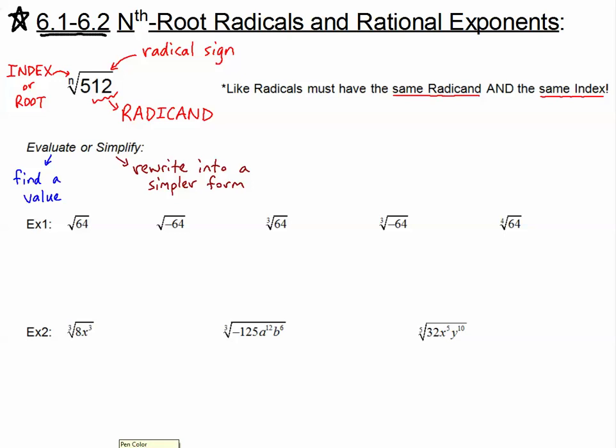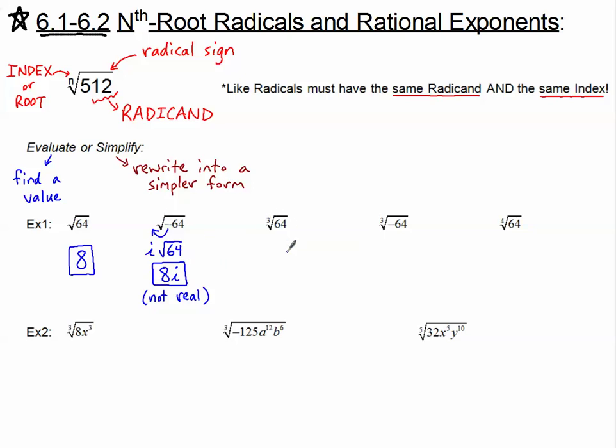Okay, so let's evaluate or simplify. Square root of 64, well, that's pretty simple. We all know that the square root of 64 is 8. Square root of negative 64, it's a good thing we know complex numbers. When we have a negative underneath a square root, we know that that comes out as an i. And then we have the square root of positive 64, which we all know is 8. So this ultimately is 8i. This is not real. This is an imaginary concept. Watch out for negatives underneath square roots.